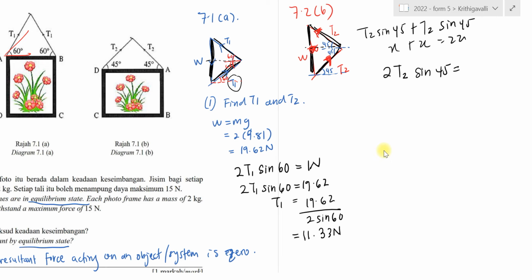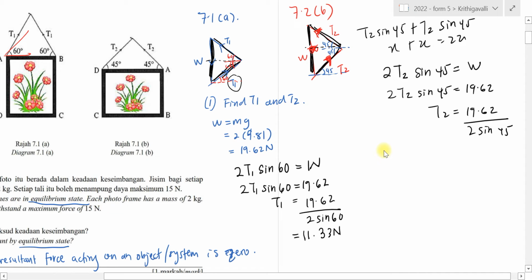All right, equal to the weight. Again, the same weight only because both are having the same weight. So it will be W. Okay, so 2T2 sine 45 is equal to 19.62. And then T2 is equal to 19.62 divided by 2 sine 45. Okay, and what we get? 19.62 divided by sine 45. No, 2 sine 45. So I'm getting 13.87 Newton.